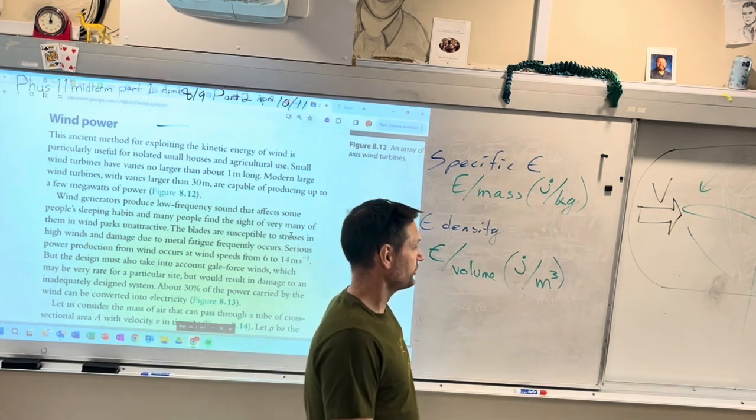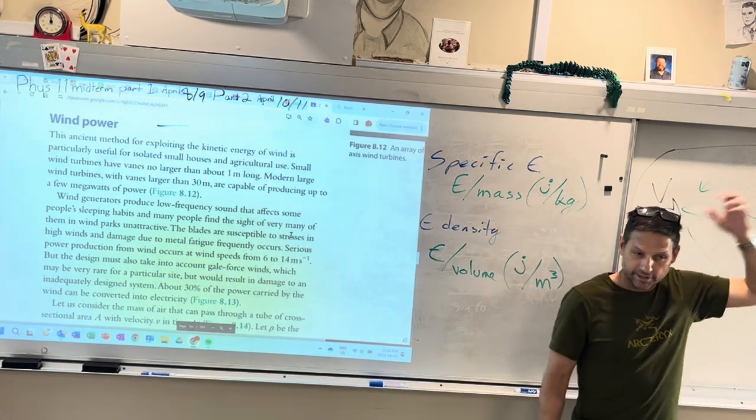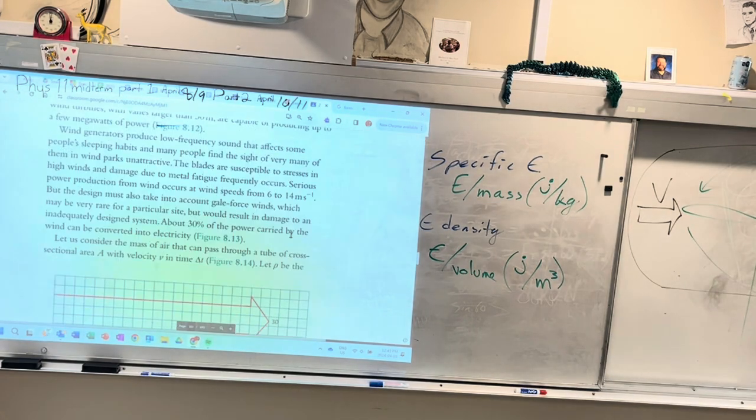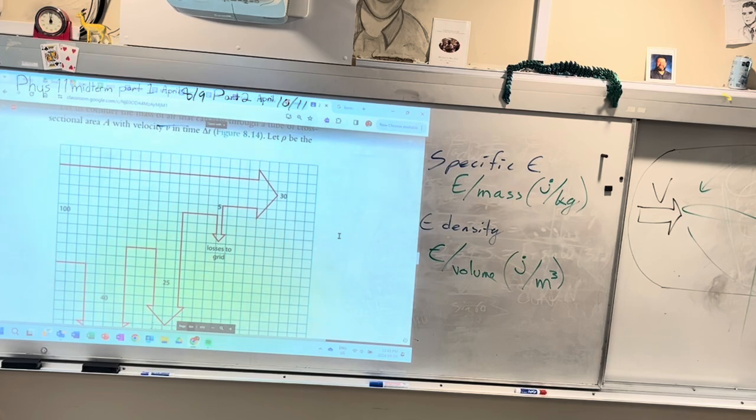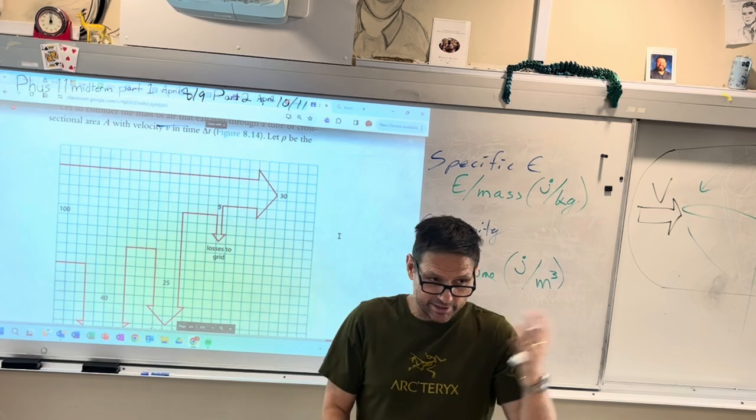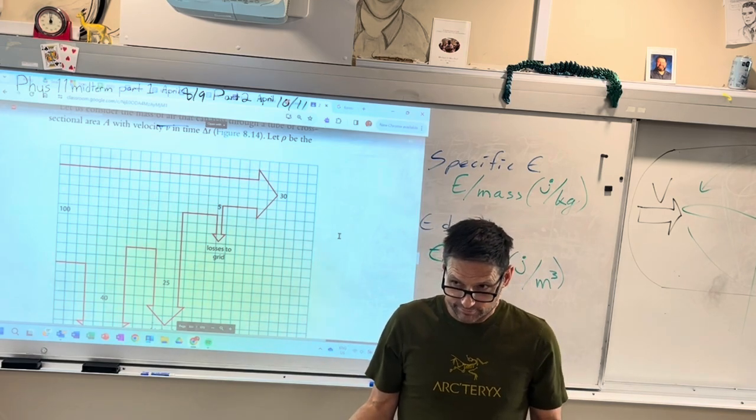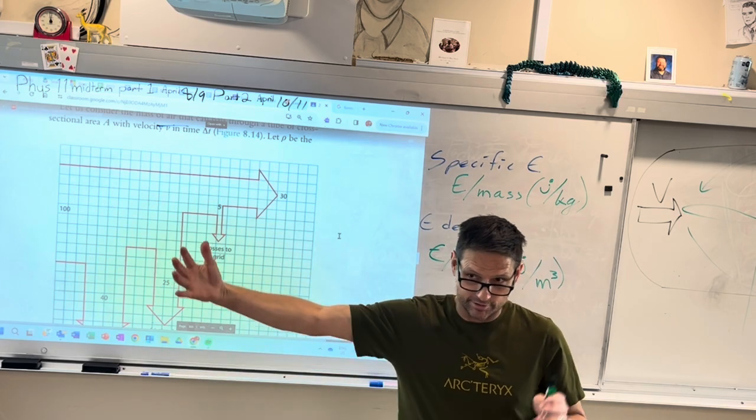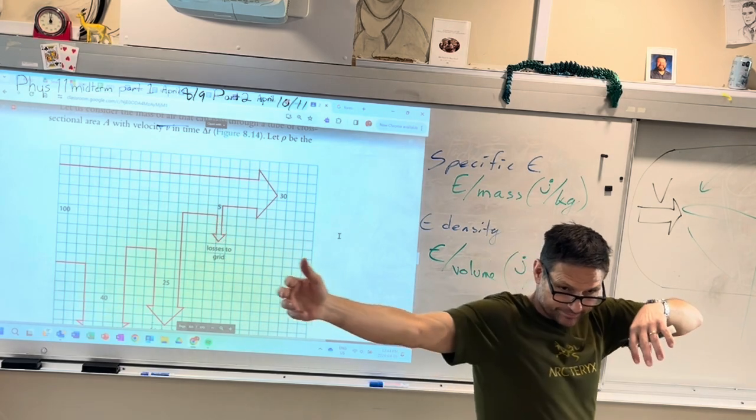Yeah. And so you can do the half mv squared over here and the half mv squared over there, and you get the difference, and that's the energy that you can get out of the wind. And so to get the mass of that column of air, that cylinder, you need the density of the air times the volume of the cylinder, right? So it's just pi r squared times the length of the cylinder, I suppose.